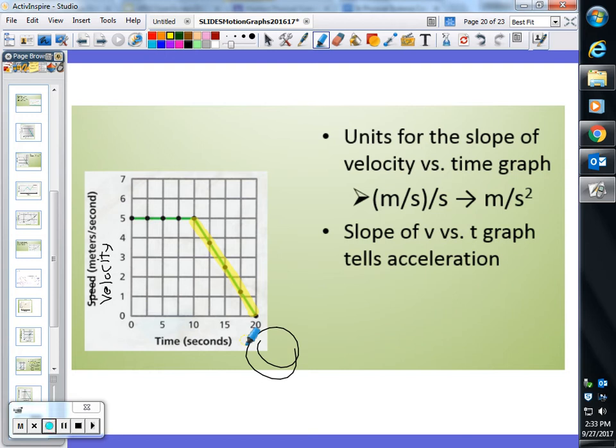All right, so what tells us the acceleration on this graph? How do we calculate the acceleration on this graph? The change in velocity over time. And we said that if we calculate that from this graph, what feature of the graph is that? The slope, right? What's the slope of the yellow highlighted section?